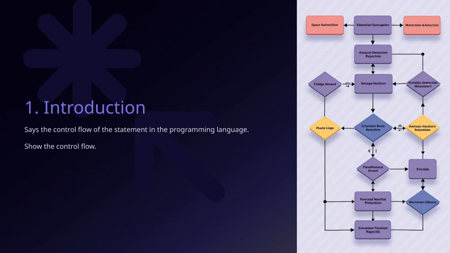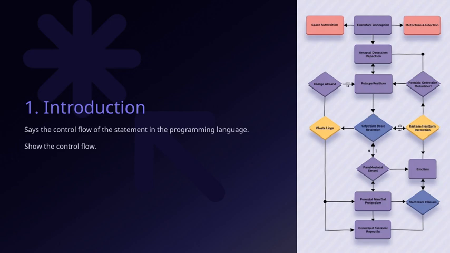Essentially, control flow describes the order in which individual instructions or statements are executed within a program. It's like a roadmap that guides the program through different possible paths depending on conditions or loops. I'll show the control flow visually, but what's most important to understand is that control flow determines how the program moves from one part to another, whether it's sequential, branching based on conditions, or looping back repeatedly.